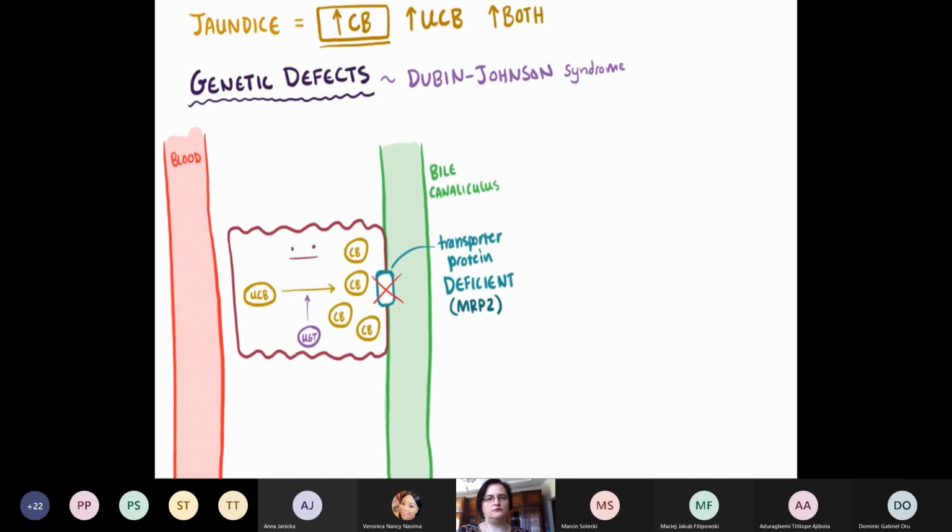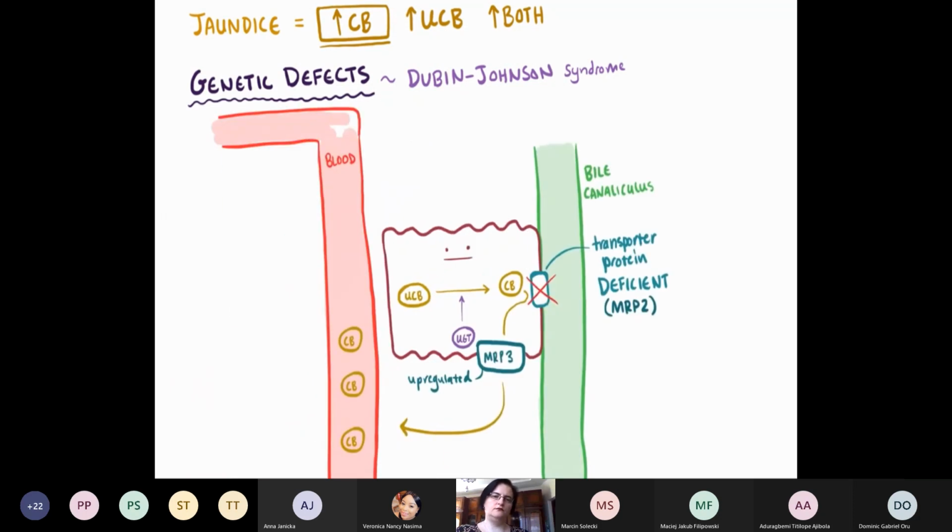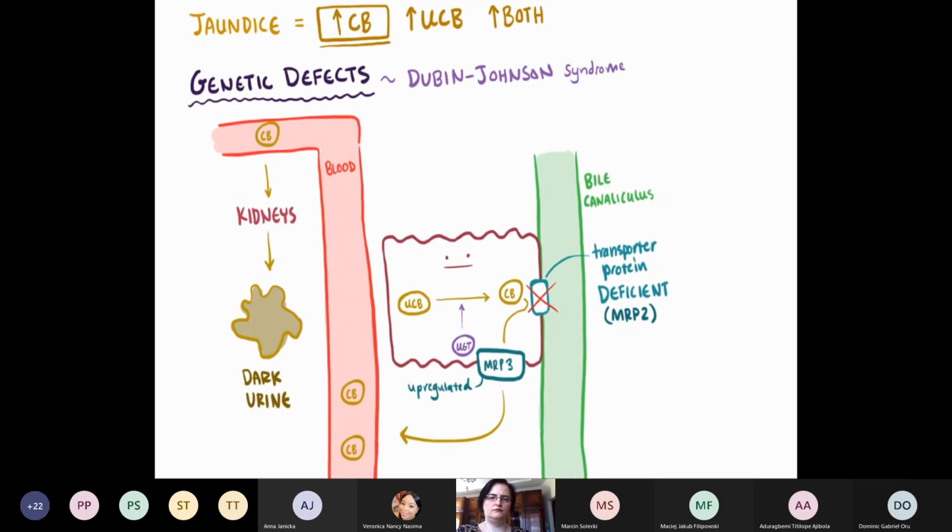It's thought that when the MRP2 transporter is defective, another transporter, MRP3, is upregulated. This transporter is different, though, in that it moves it to the interstitial space and the blood flow, as opposed to the bile canaliculus. So in this case, you'll have increased conjugated bilirubin in the blood, which also gets excreted into the urine, giving it a darker color. And this also causes the liver itself to get very dark.